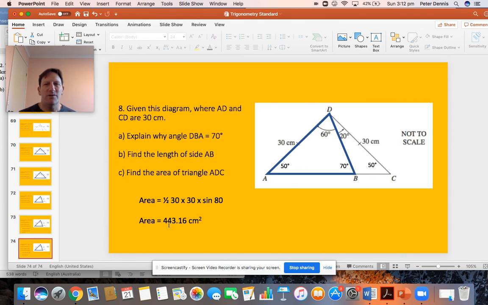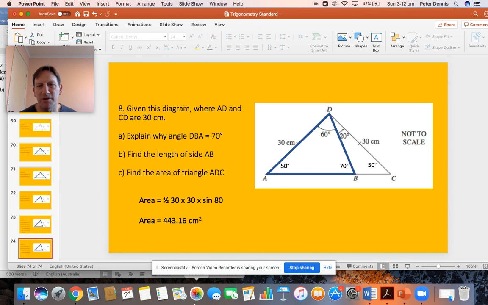443. Does that sound plausible? If this is 80 degrees, which is almost a right angle, not quite, but it's close, what would it be? This would be the base, this would be the height. Half of 30 times 30. 30 times 30 is 900. Half of that is 450. Looks about right. Okay, so at least we're in the ballpark.